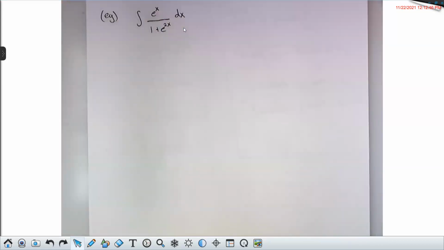This is one of my favorite integrals. I have a book, by the way, called Garden of Integrals. There's several books on integration. And this is just one of those beautiful ones. Does anybody see a substitution we could try for here? e to the x, maybe?